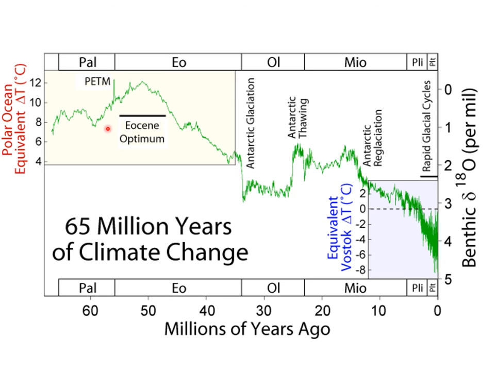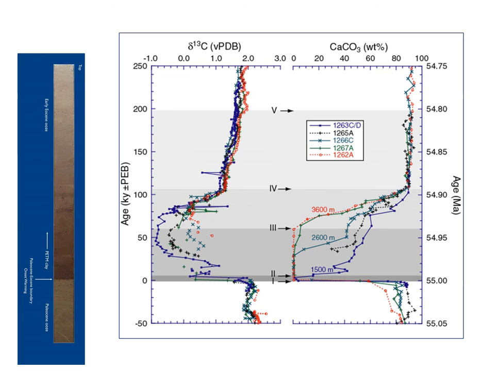You can see this green curve is a proxy using oxygen isotopes that's thought to relate to global temperature. Okay? So you can see there's a big spike in global temperature just here. And this is that record, but flipped on its side. So we've got 55 million years ago to 54 and a bit million years ago. And instead of oxygen isotopes, now we're looking at carbon isotopes on the left.